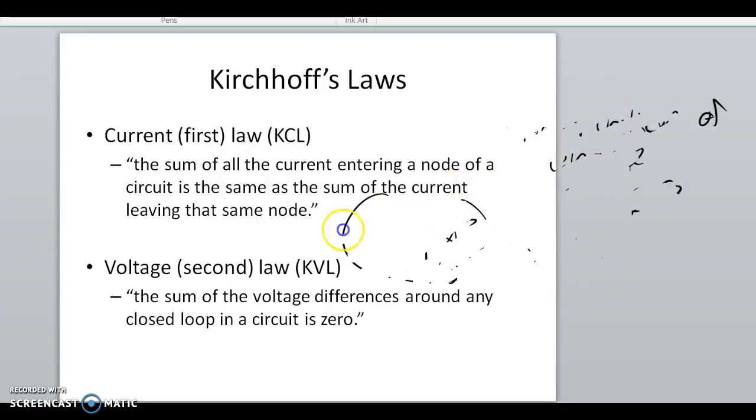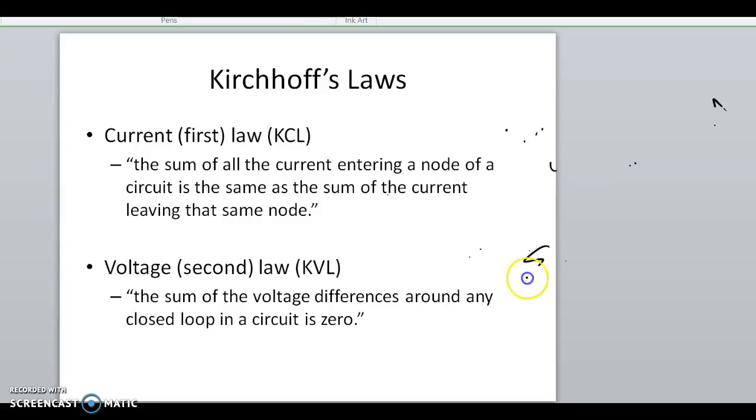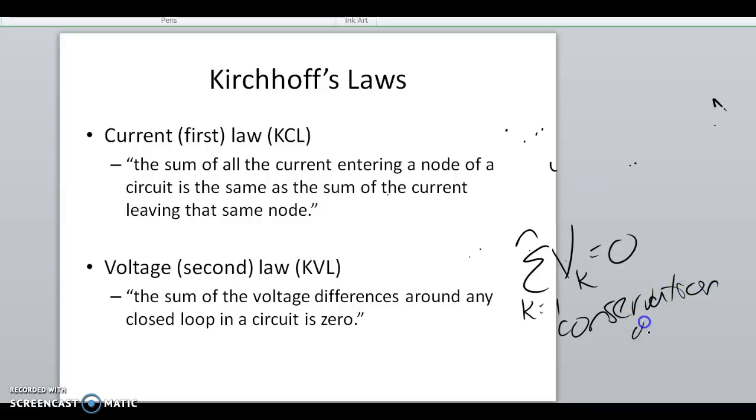Then we have Kirchhoff's second law, or KVL, the voltage law, and this is where the sum of the voltage differences about any closed loop in a circuit is equal to 0. So this is where the sum of all of the voltages around a loop are equal to 0. So this is the conservation of voltage.